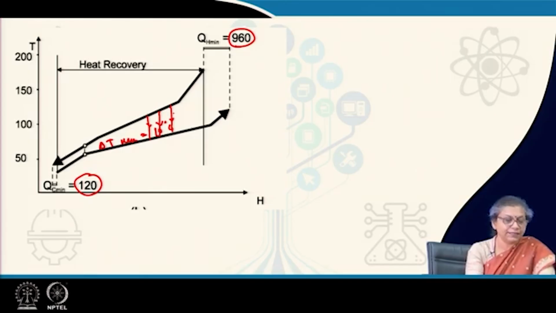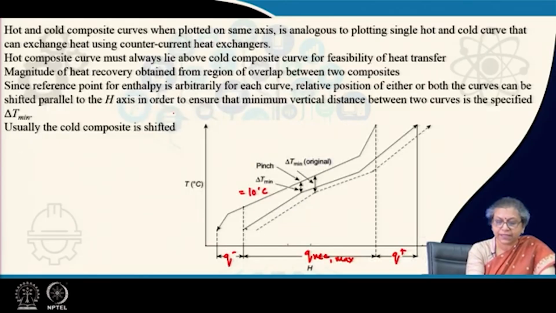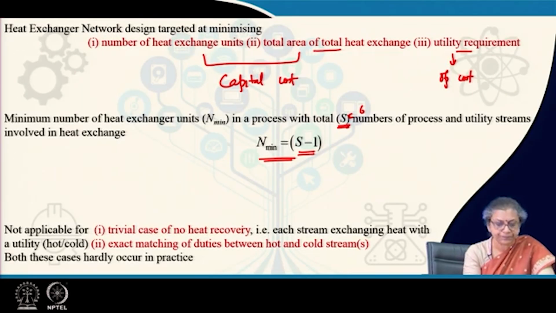There is one other thing which I had forgotten to mention: the range of delta T min. What is the minimum and what is the maximum delta T min? Naturally, this will correspond to the maximum overlap and the zero overlap. Zero overlap means when the cold composite curve starts beyond the hot composite curve. So, the range is specified by the maximum overlap as well as the minimum overlap.